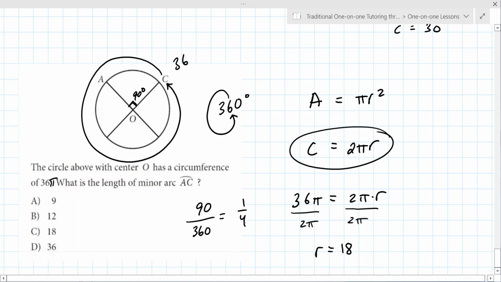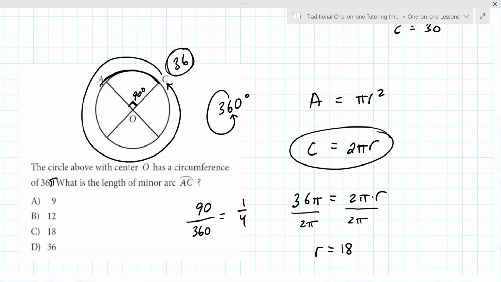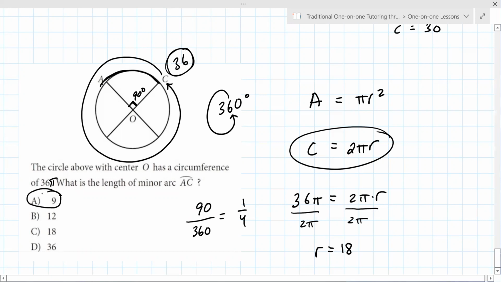Okay. So what I'm trying to get you to see is that the answer to this question, which is important, is that this arc A to C is 1/4 of the 36. And what would be 1/4 of the 36? What's 1/4 times 36? What would that be? Is it a decimal? Nope. It does work out. It's actually just 9.